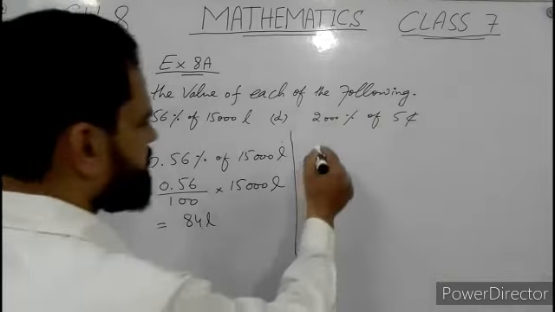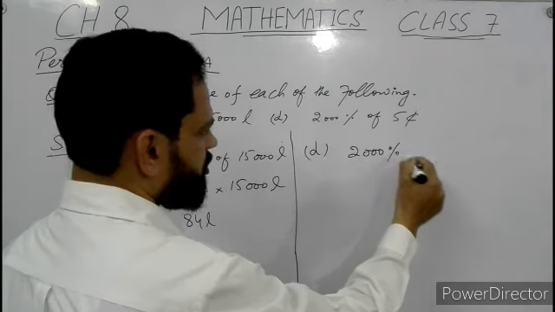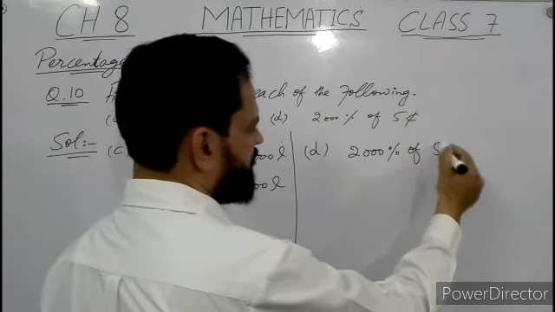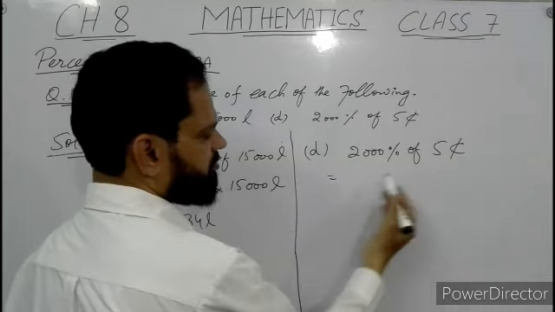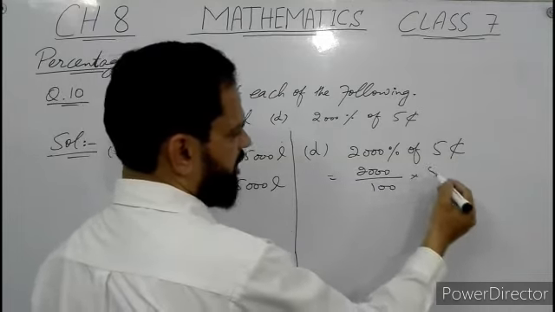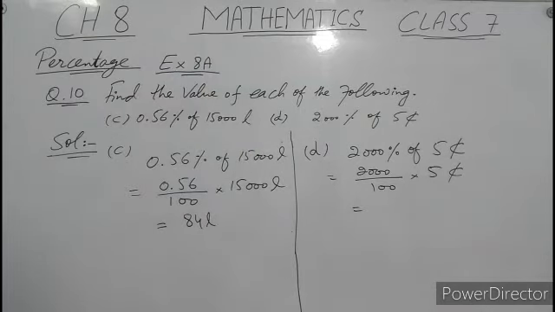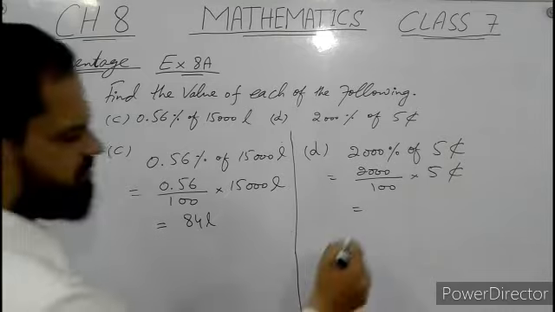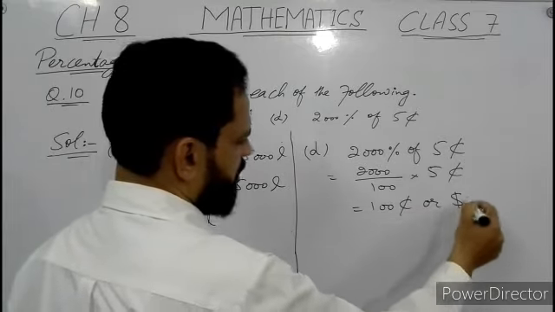Now D part, 2000% of 5 cents. It is a symbol of cent. 2000 over 100 multiplied by 5. Now by using calculator it will be 100 cents. 100 cents means $1.